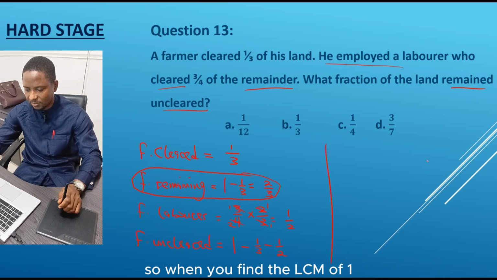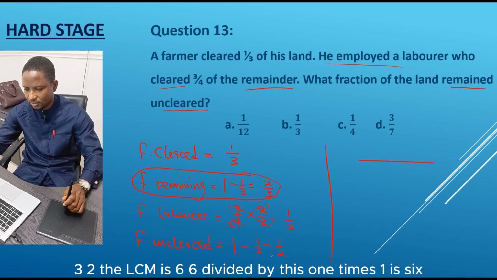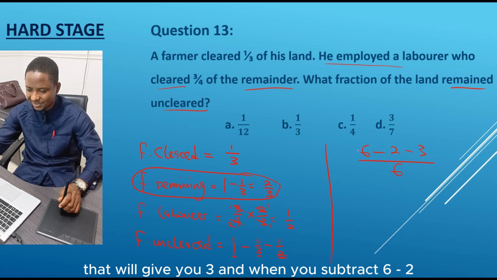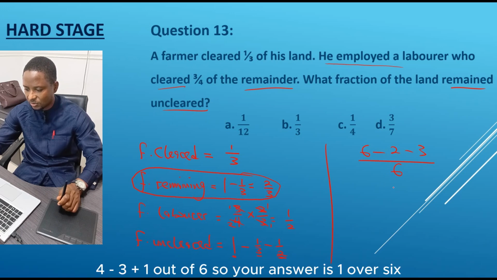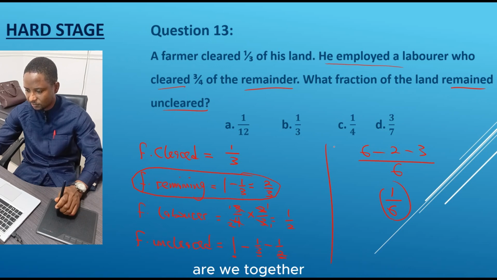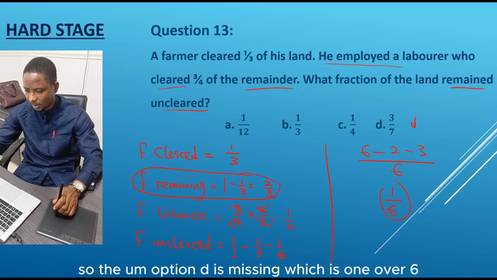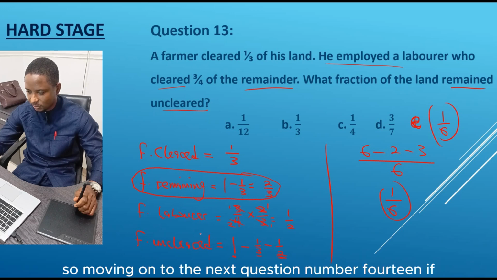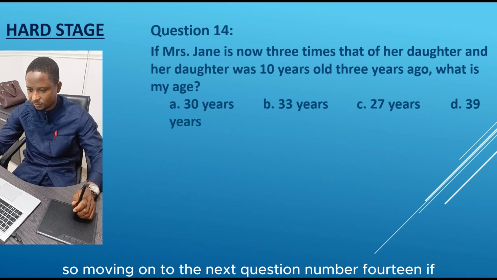So when you find the LCM of 1, 3 and 2, the LCM is 6. 6 divided by this 1 times 1 is 6. 6 divided by 3 is 2 times 1, that's 2. 6 divided by 2 times 1, that will give you 3. And when you subtract 6 minus 2, that's 4. 4 minus 3, that's 1 out of 6. So your answer is 1 over 6. Are we together? So the option E is 1 over 6. Is that clear? All right, so moving on to the next question, number 14.